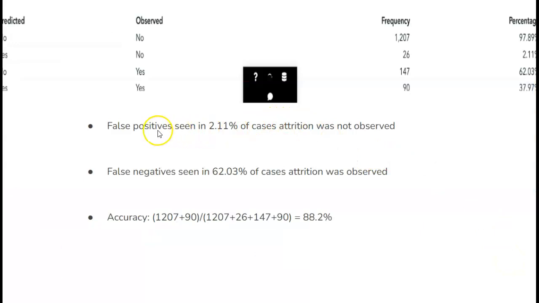In regards to some outliers that may have been raised, false positives were seen in 2.11% of cases attrition was not observed, and false negatives were seen in 62.03% of cases attrition was observed. So we've got that false positive rate to a very low and manageable level, but that false negative rate is a bit too high. So that's definitely something we'd want to iron out if we were to continue working with this data set and this model. But in regards to accuracy, the model is 88.2% accurate.